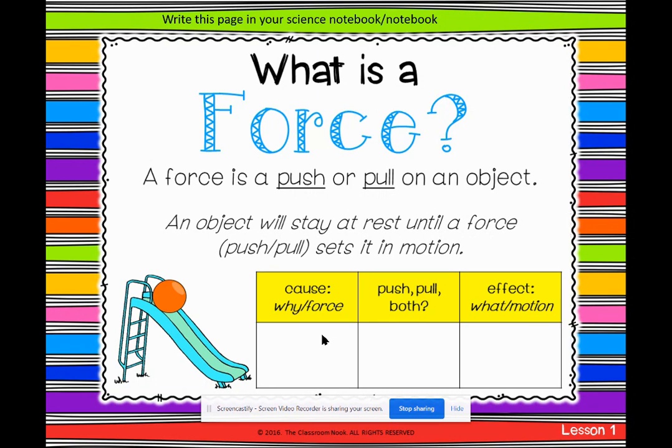And that leads us to the idea that an object will stay at rest, meaning it won't move, until a force, push or pull, sets it in motion. So let's talk about what we have here at the bottom of the screen. Here's a beautiful picture of a ball that's sitting at the top of a slide. And then you have three questions. You have a cause. What is happening in the picture?